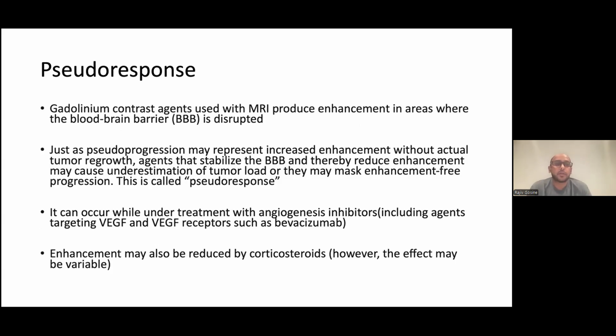Pseudoresponse is another phenomenon. The gadolinium contrast agents used with MRI produce enhancement in areas where the blood-brain barrier is disrupted. Just as pseudoprogression may represent increased enhancement without actual tumor growth, agents stabilizing the blood-brain barrier tend to reduce enhancement, causing an underestimation of tumor load, or may mask enhancement through progression, and this is called the pseudoresponse. It can occur while under treatment with the antiangiogenic inhibitors, such as Avastin, and the enhancement may also be reduced by corticosteroids, but the effect is less than that seen with the anti-VEGF.